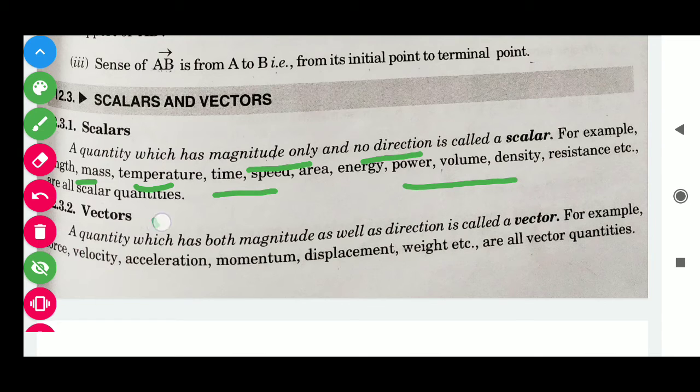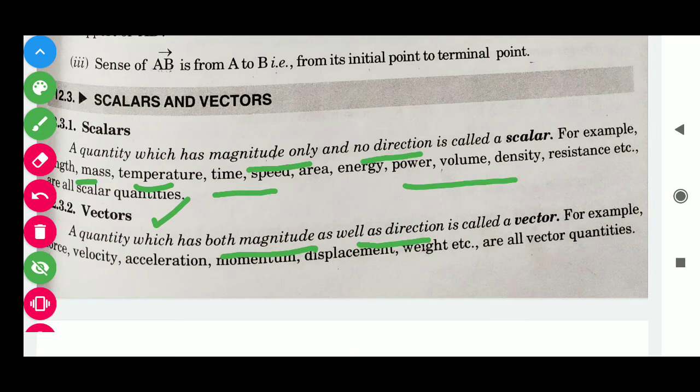Next, vectors: a quantity which has both magnitude as well as direction. Students, suppose we are throwing a scale in a particular direction. That scale covers some distance, which is the magnitude, as well as it has direction, as it is directed towards a direction. So in this way this quantity has magnitude as well as direction. So this is called vector.